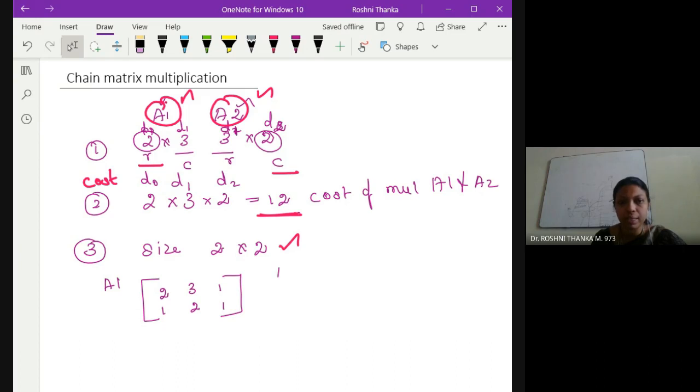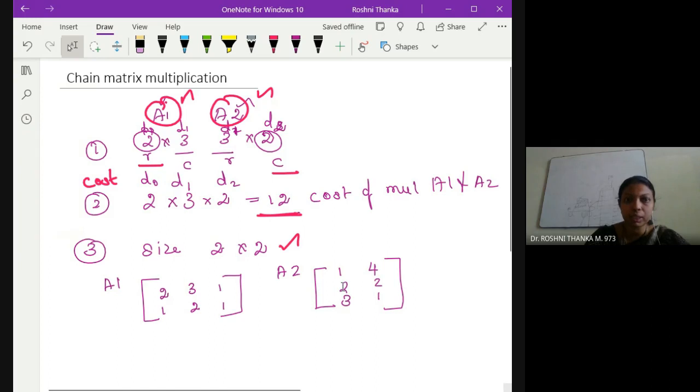And the second matrix A2. What is the condition of the second matrix? The column here and the row here should be the same. So I should have 3 rows, let it be like 1, 2, 3, and the columns should be 2. So 4, 2, 1. This is a 3 rows and 2 columns matrix, so I can multiply these two matrices.